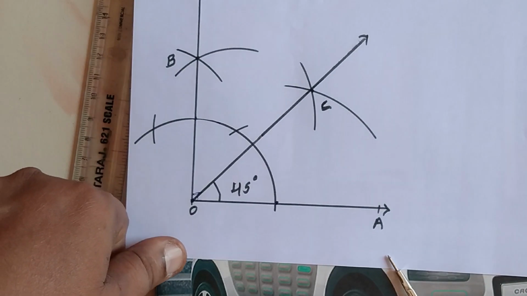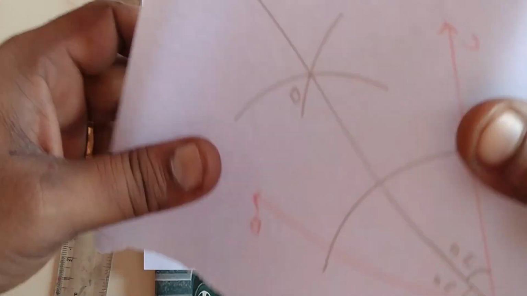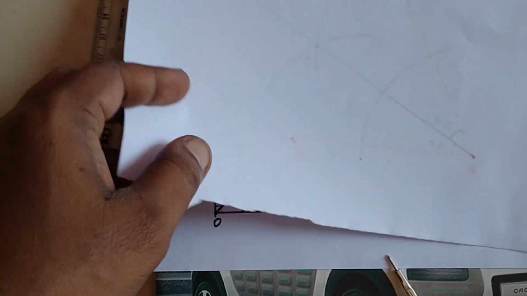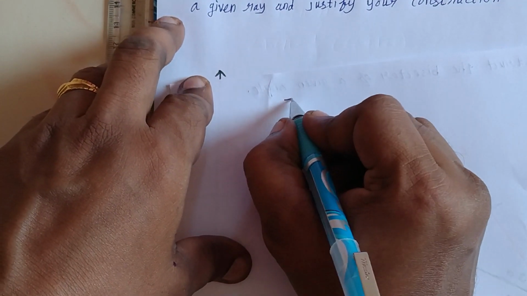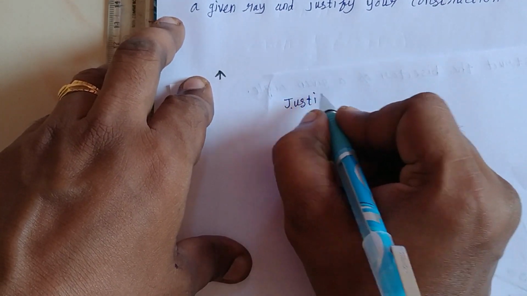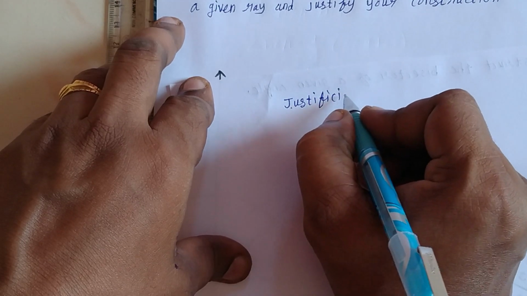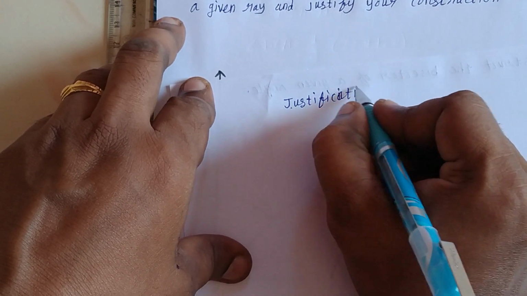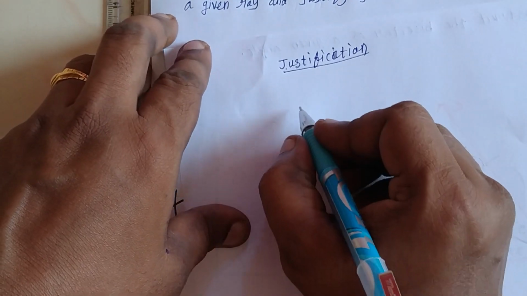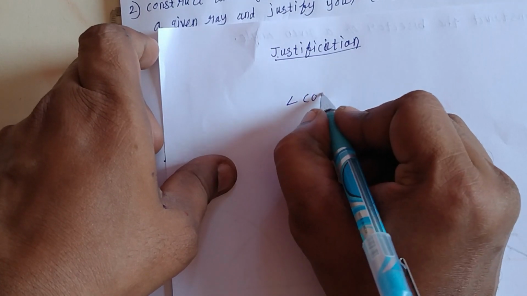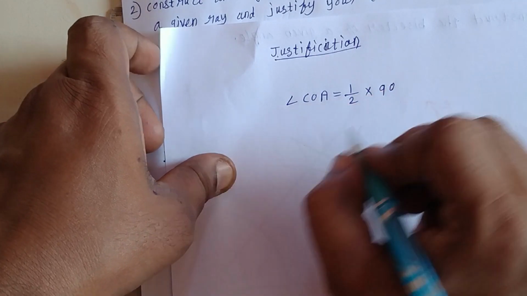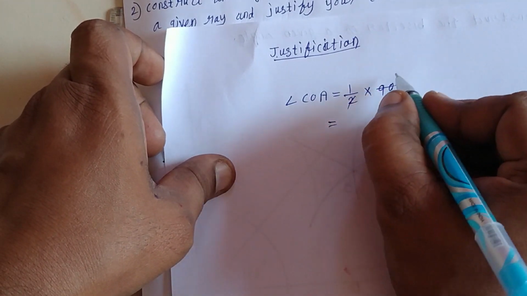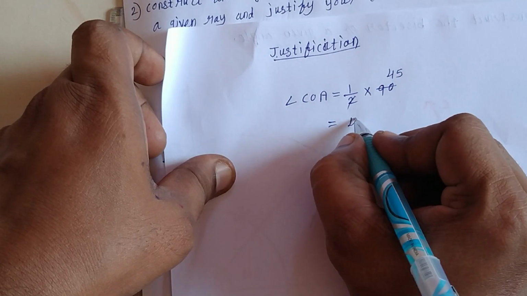Okay. Now justification. Now justification I am writing. Now what angle is this? COA. So here justification. This is part of your answer. You have to write. Now angle COA is equal to half of angle 90. You can directly write. So 2 ones are here 45, that is 45 degree.